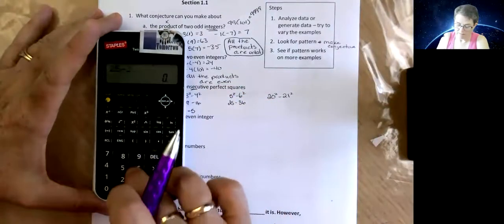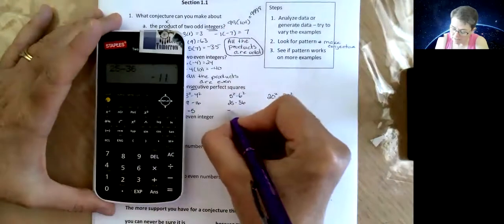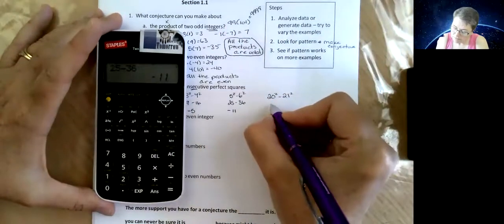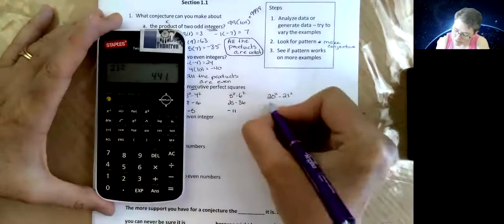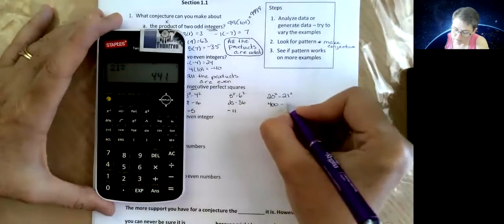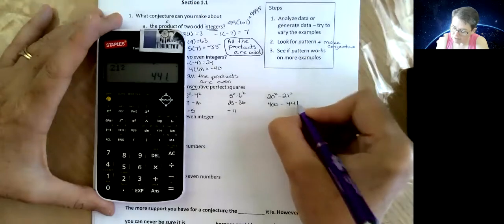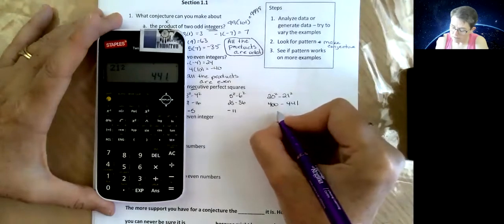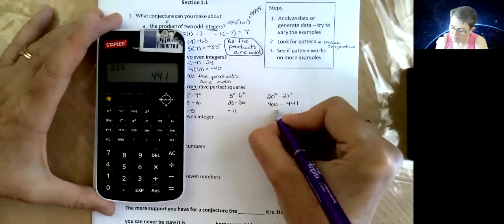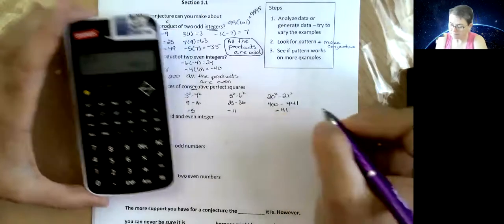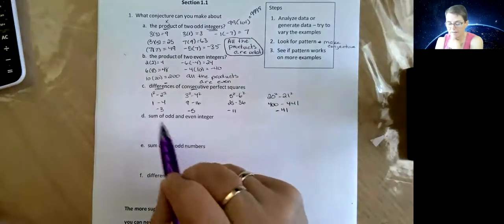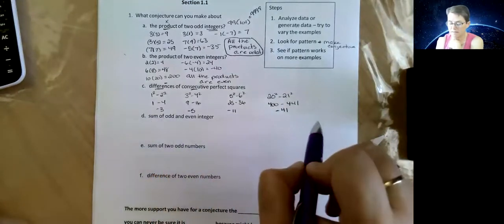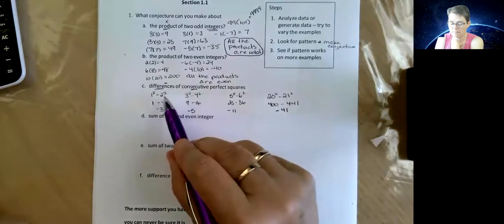25 minus 36 is minus 11. 21 squared is 441, so 400 minus 441 gives me minus 41. We could say they're all negative.